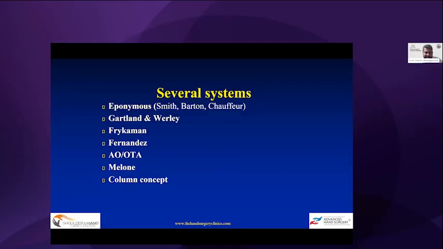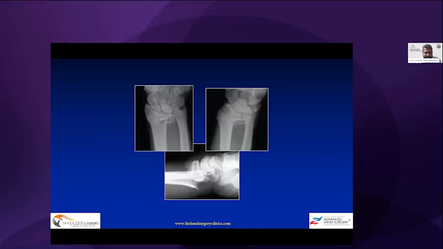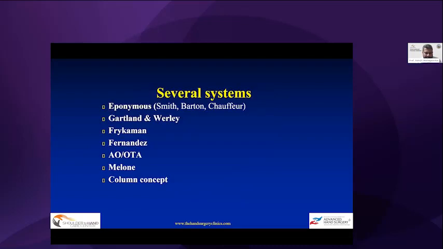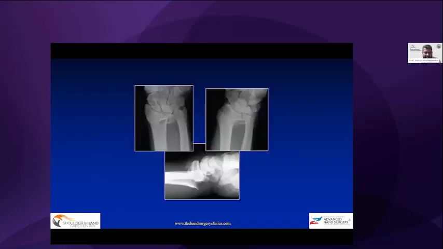So there are several classification systems that we are all aware of, right from eponymous classifications to those that have been recently described, and that includes the column classification. In our practice, we prefer to use the column classification simply because it is more practical and perhaps has the least inter- and intra-observer variability in terms of identifying the fragments.